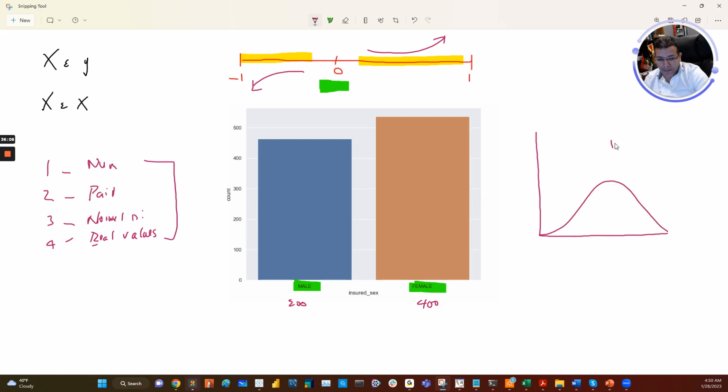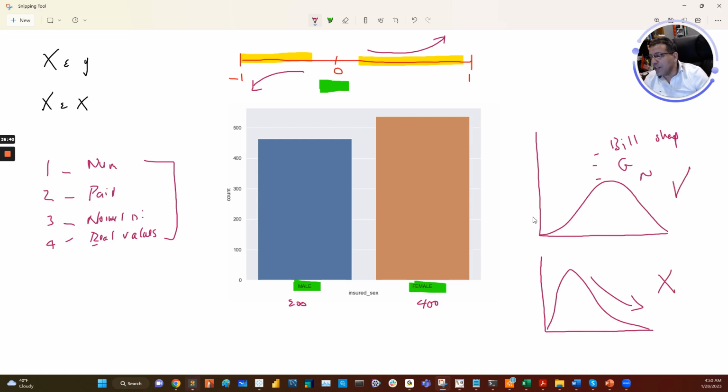This is called the bell shape. It is also called Gaussian distribution and normal distribution. There are a few names. If you have data that looks like this, this is skewed to the right and the opposite is skewed to the left. So this is not good data, this is good data, and this is something that you need to apply to your data. Your data has to be normally distributed.